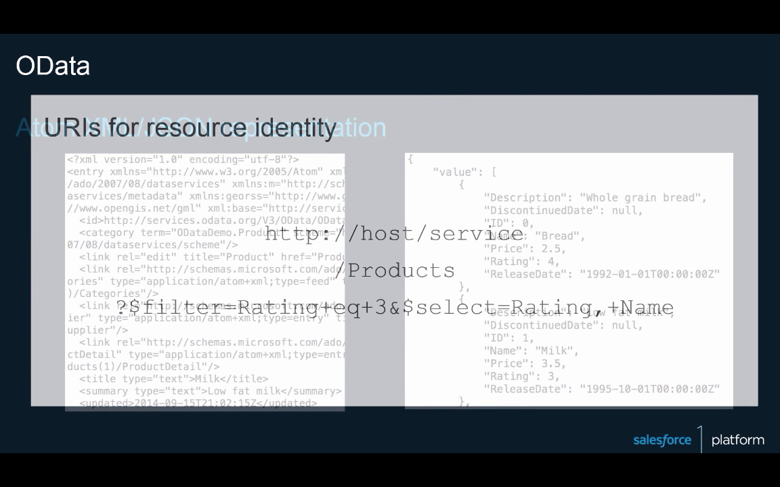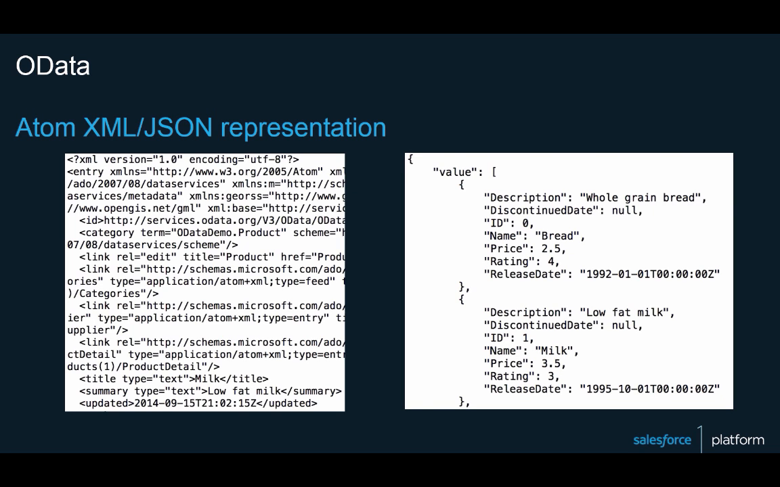There's a couple of different representations on the wire of data. The one on the left is obviously XML. It's the Atom flavor of XML, and that really comes from OData's roots back in the last decade. But now in the more recent versions, it's actually switched to JSON by default. And as you can see, you actually get a very clean JSON representation of data that's very, very easy to work with from a variety of languages.